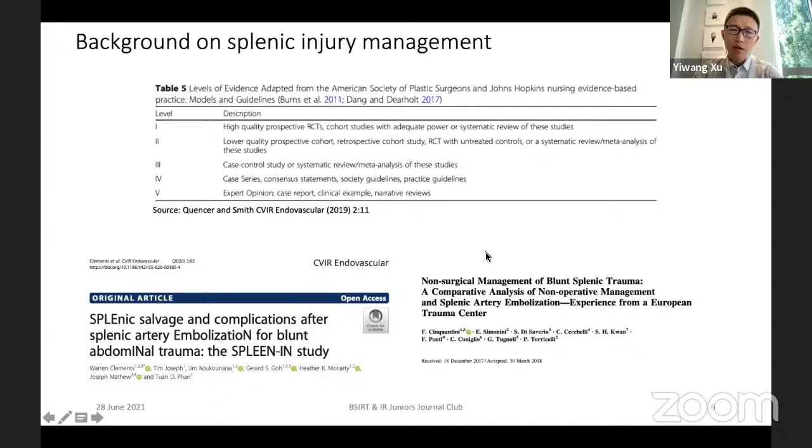Unfortunately, the management of different grades of splenic injury is not very well established. There's not a lot of evidence around it, apart from case control studies and some retrospective reviews. And shown here are two recent, large volume studies done in Australia and Europe.